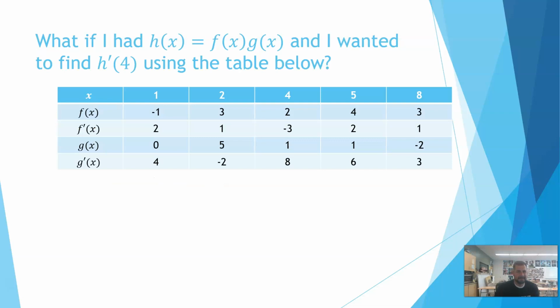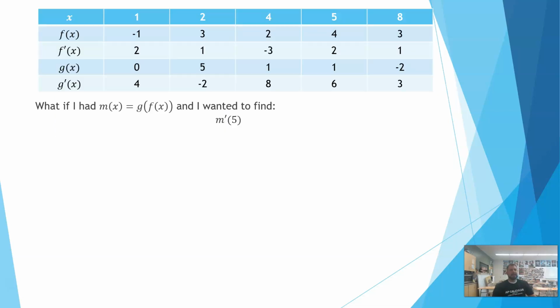Now let's say we had a slightly more complicated table that had a couple of different functions and their derivative values on it. Let's say I had m of x is equal to g of f of x, and I wanted to find m prime of 5. So again, that's asking me to take the derivative of this and then plug in 5. Well, in order to do that, I'm going to take my derivative first. So m prime of x is equal to, g is my outside function, so I take the derivative of the outside function, and I leave the inside function alone, just like we did. Even though it's weird that f of x is on the inside, we just leave it alone. Then we multiply by the derivative of what's on the inside.